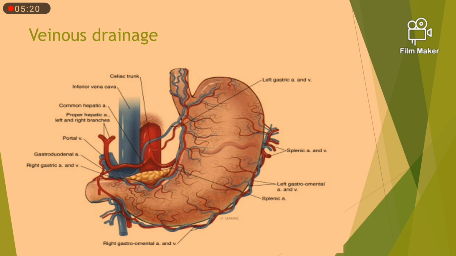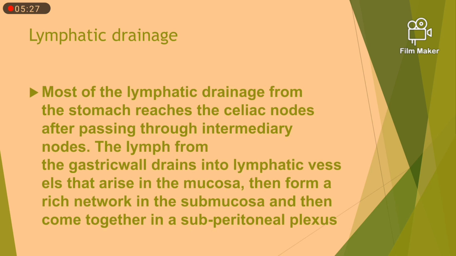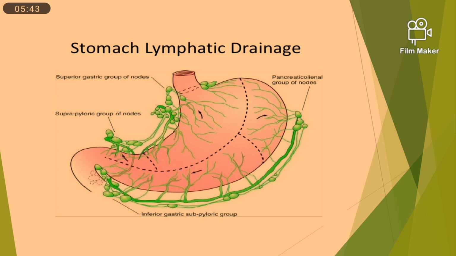Now coming to the lymphatic drainage. Most of the lymphatic drainage from the stomach reaches the celiac nodes after passing through intermediary nodes. The lymph from the gastric wall drains into lymphatic vessels that arise from the mucosa. Here you can see from either side, lesser curvature and greater curvature, the lymphatics are connected, and this is the formation of lymphatic drainage. You can draw it in the exam.